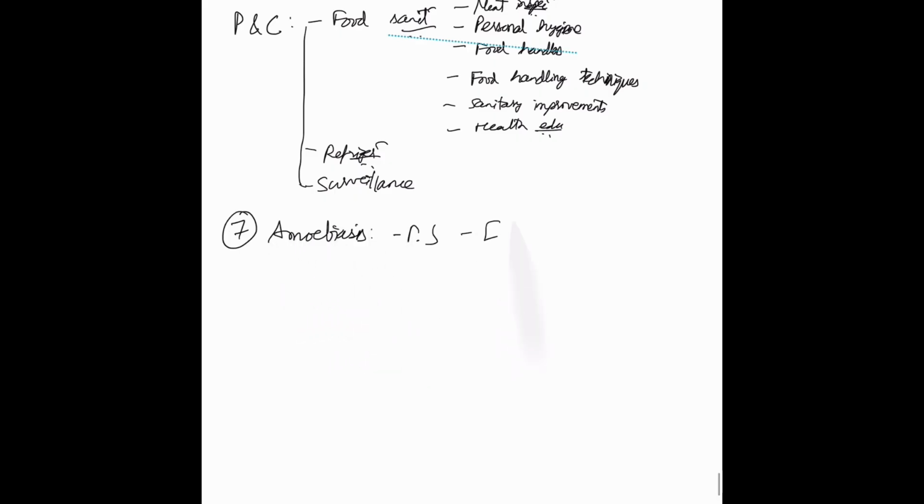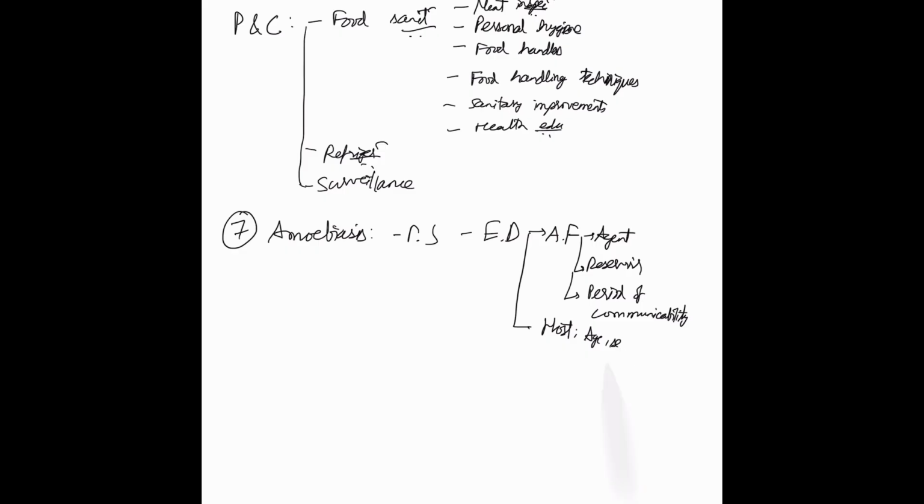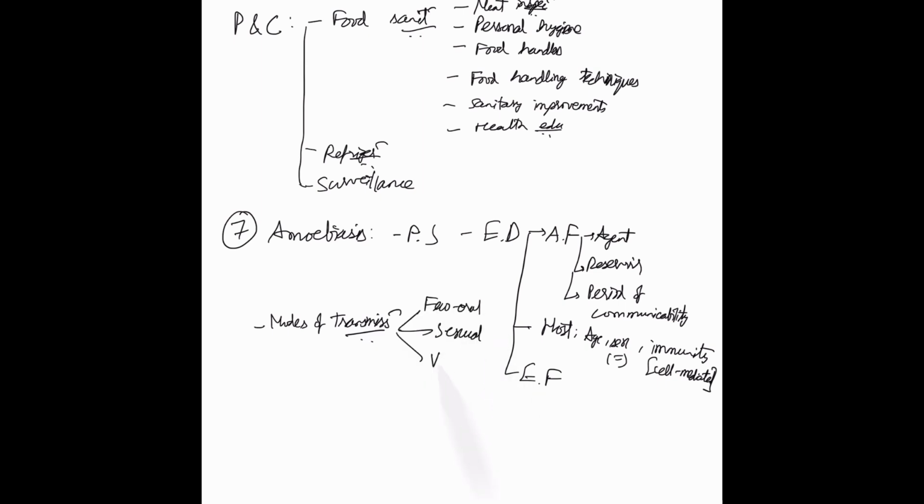Next up, we have amoebiasis, in which you know about the agent, reservoir, and period of communicability under agent factors, host factors, age, sex, and immunity. Incidence equal across both sexes, and it's cell mediated immunity that you have to take note of here. And of course, environmental factors like hygiene, sanitation. Modes of transmission can be fecal-oral, sexual, or via vectors. The incubation period is 2 to 4 weeks.